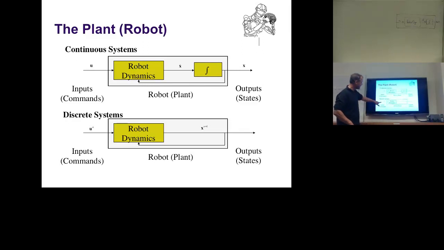Now let's look at the discrete system. This here was the continuous system. The discrete system is a similar box as before, but now we get a command u superscript n, at time n, and this is given to the robot dynamics, and out comes directly the state at the next time step, x superscript n plus 1.